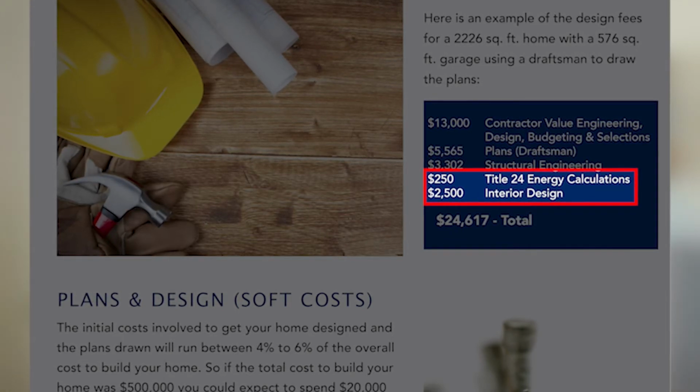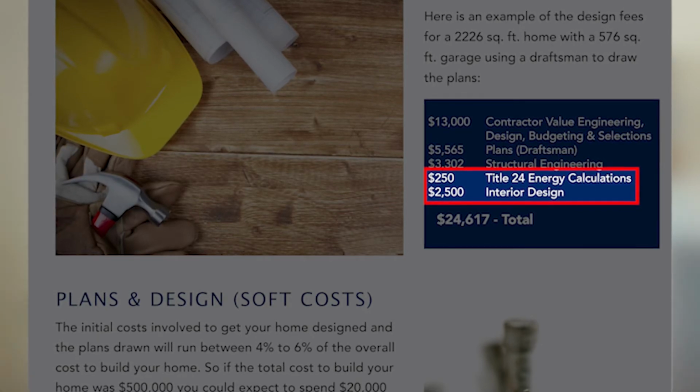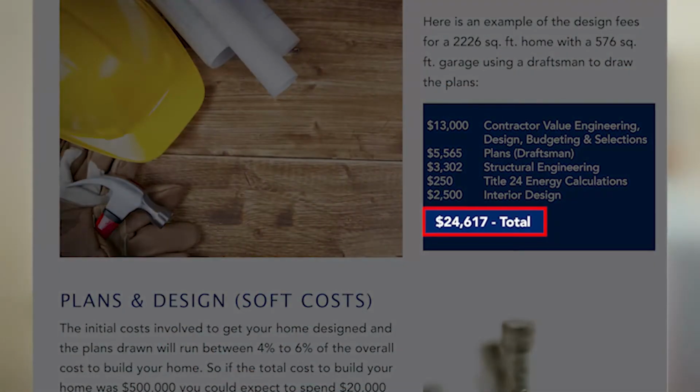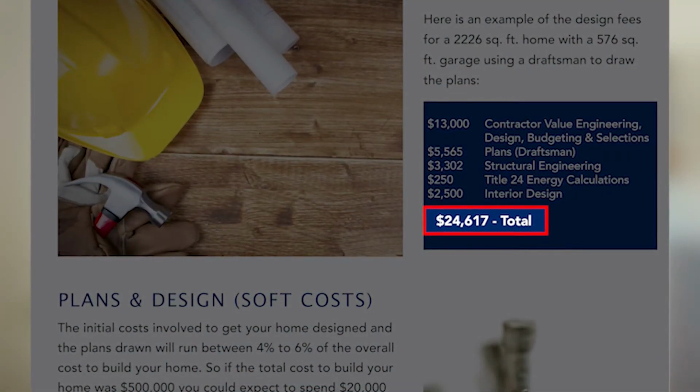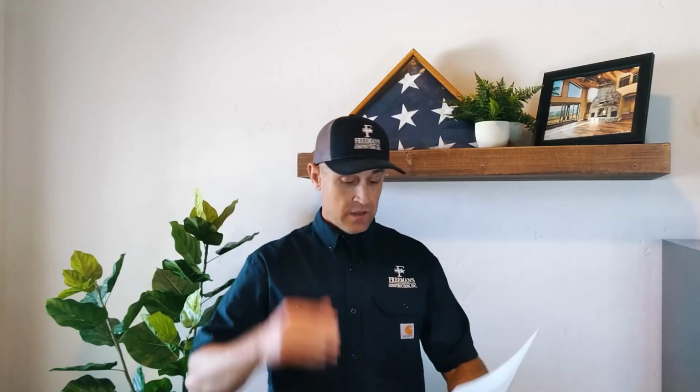used on every project. It's just a matter of how much. So this could be a little bit less, this could be quite a bit more. It could go to $10,000, $20,000. It just depends on how much help you need, how nice the home is, and what level of finish you're putting in it. So this is something that can be used on an as needed basis, but there is some interior design in every single project. And the total for this home, the plans and design, is $24,617.